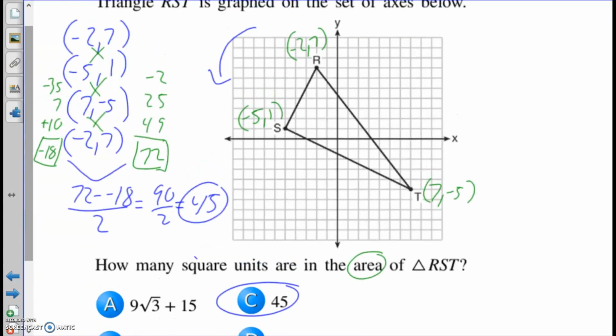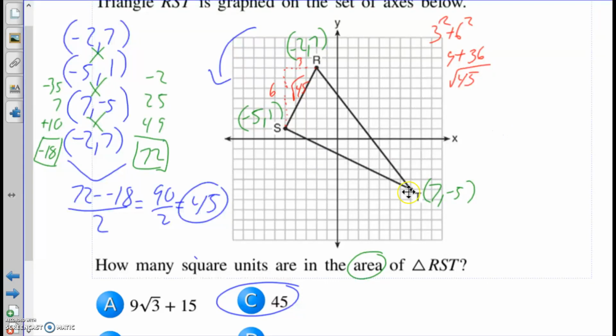Let me check it one more way. If I wanted to find the length here, I could do the distance formula with these, or I could make my own little right triangle out of this. This would be a 3 by 6. Like 3 squared plus 6 squared, that's 9 plus 36, which is 45, so it's the square root of 45. So this length here is rad 45.